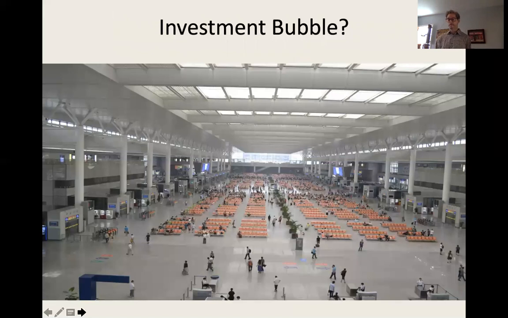You see this investment bubble, where the Chinese government and Chinese firms build these massive factories. This is the second largest train station in Shanghai. Look at the size of this thing. I mean, it's just amazing, the massive amounts of investment. And you have to ask yourself, is this really productive? Does the second largest train station in Shanghai need to be this big? I'm not sure it does.